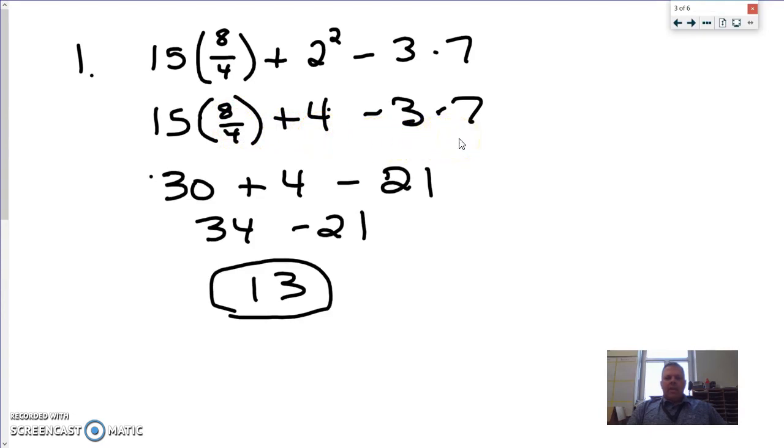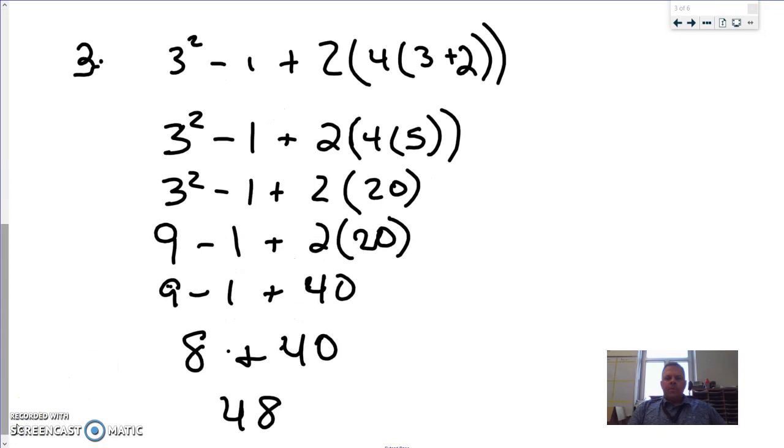The second thing that I then have to do is multiply and divide. I see a multiplication problem here. 15 times 8 divided by 4 is 30. 3 times 7 is 21. So I have 30 plus 4 minus 21. My final steps are I add and subtract from left to right. So this time I will add 30 plus 4 to get 34, minus the 21. 34 minus 21 is 13.